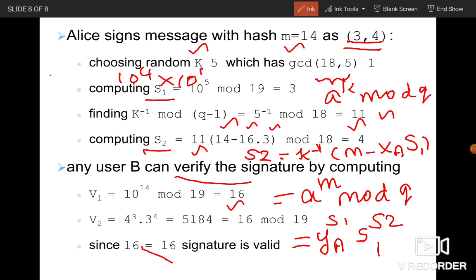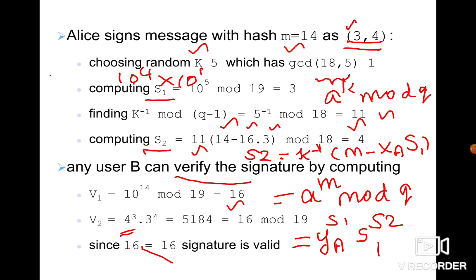Okay, so in the first step we have calculated Ya as 4, and s1, the first signature component, is 3. So it is 4 power 3, and 3 power 4 modulus 19. So you can use your calculator. And now the values of V1 and V2 are equal. Thus we have proved that the signature is valid.